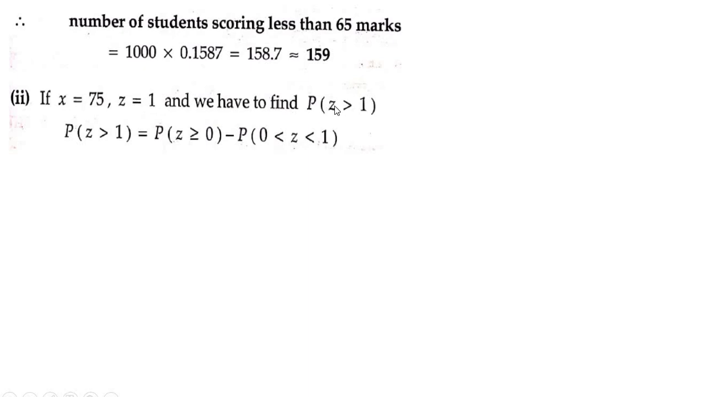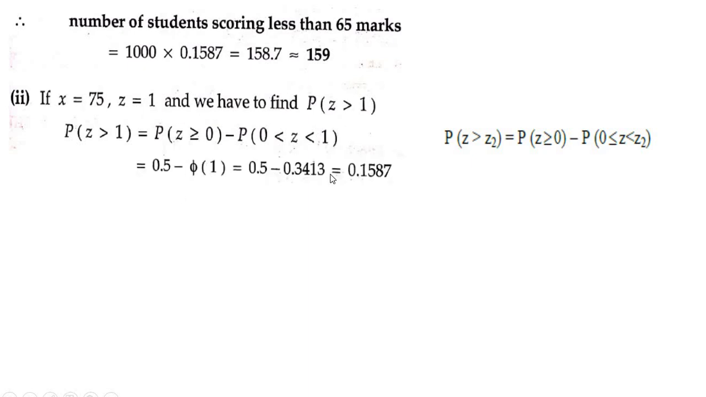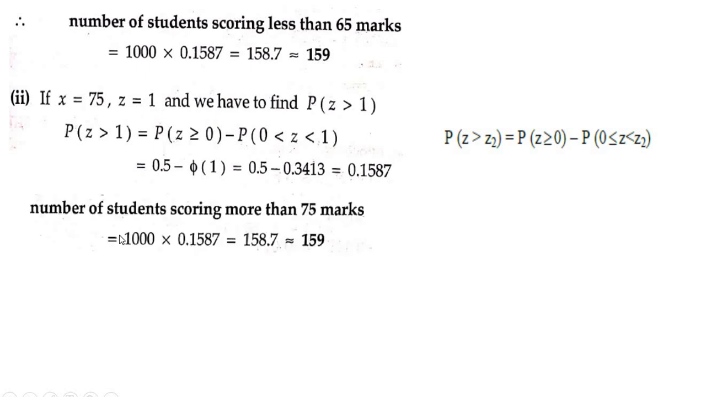So we have to calculate the probability for x more than 75, which gives z equal to 1. So P of z greater than 1. From the property, similar to the previous one, P of z greater than 1 is equal to P of z greater than or equal to 0 minus P of z greater than 0 and less than 1, which is equal to phi of 1. So 0.5 minus 0.3413 is exactly similar to the previous answer, 159.